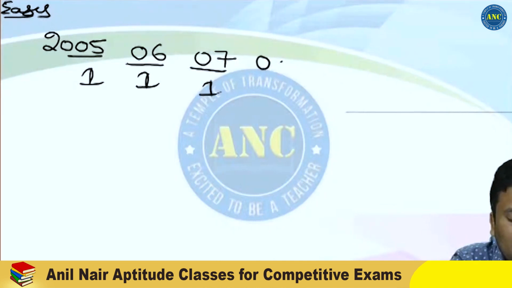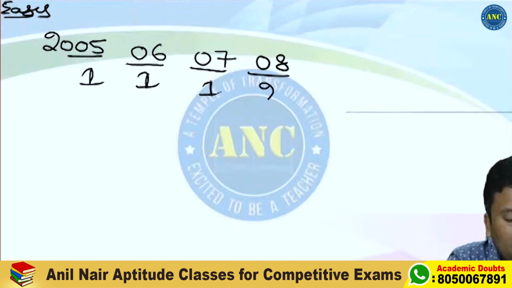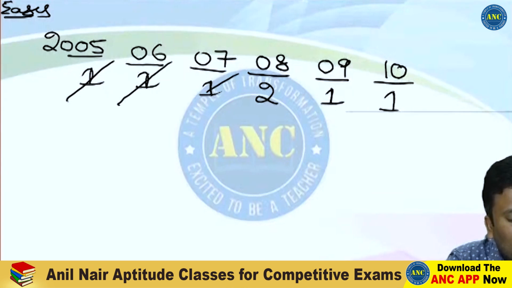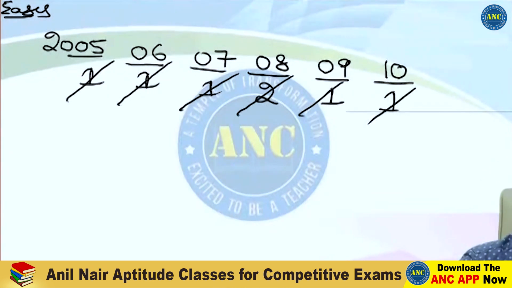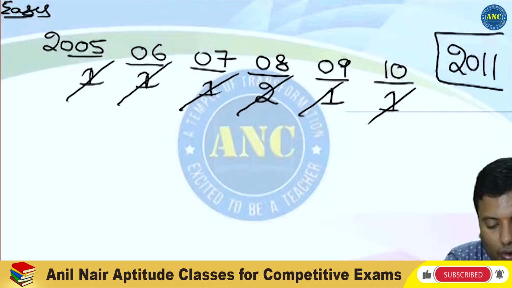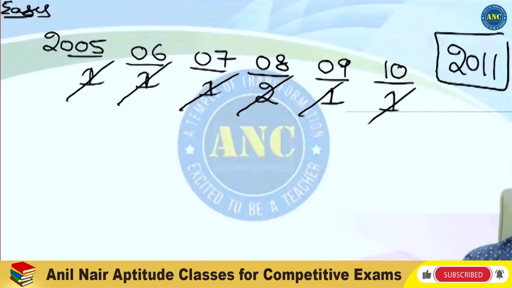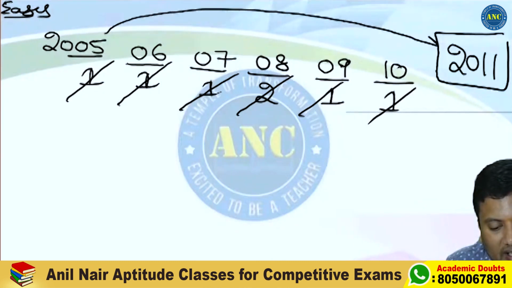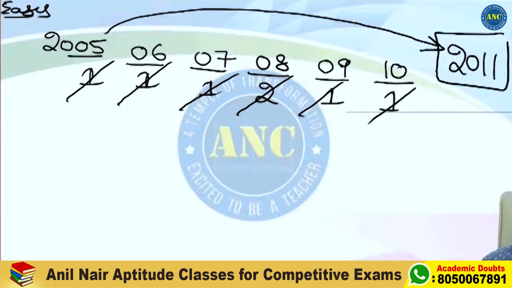Non-leap year, 1. This is a leap year, it is 2. Then non-leap year, 1. Then non-leap year, 1. 1, 2, 3, 5, 6, 7. There are 7 days in a week. The calendar will repeat after 7 days. The calendar for 2005 gets repeated for the next immediate year. What is the answer? 2011. I hope it is clear.